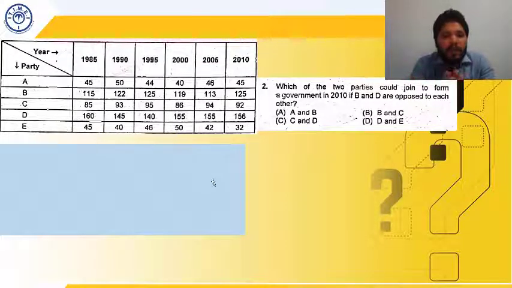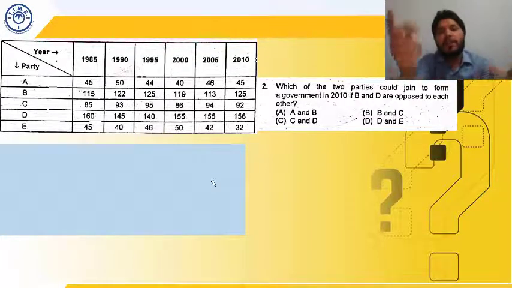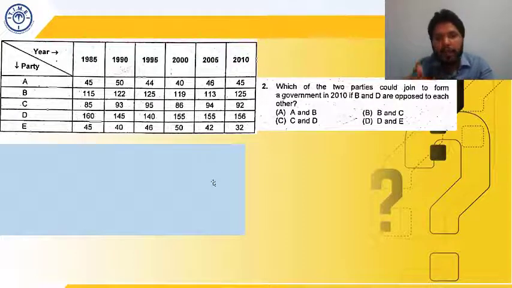A and B, but one condition is also given: B and D are opposed to each other. So obviously B and D cannot do that. From the data we can see that if the votes of B and D are combined, it has to be less than 50%. They are opposing parties, like Congress and BJP, so they will not form an alliance. Apart from these two, they can club with any other parties to form the government, but B and D cannot. Being opposed means they cannot form an alliance or join with each other.